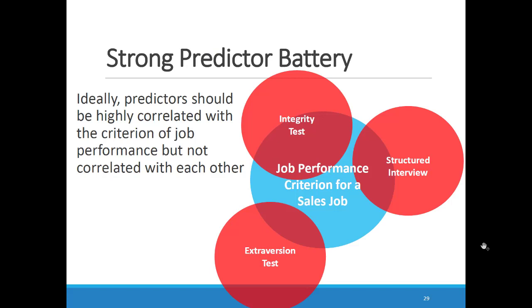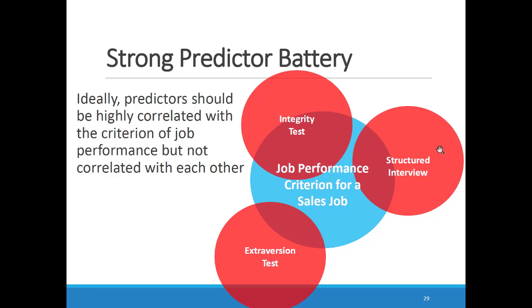And the graphic on slide 29 illustrates this point. So in this case, our job performance criterion is sales performance, so performance in a sales job. And we have 3 predictors that we're using. So the first is an integrity test. If you remember from chapter 6, that is a test that is meant to determine whether an employee will perform counterproductive work behaviors. We also have a structured interview.